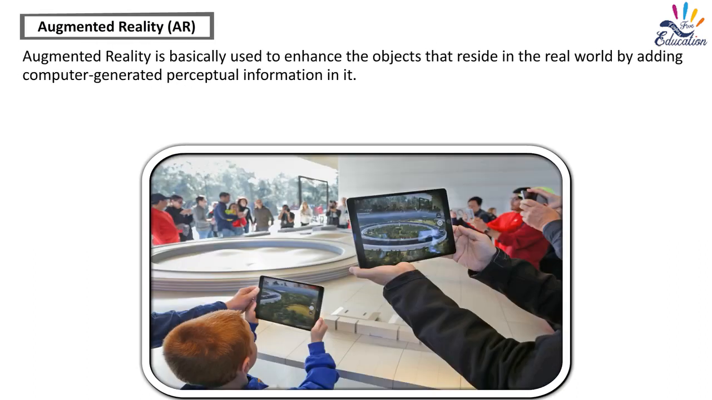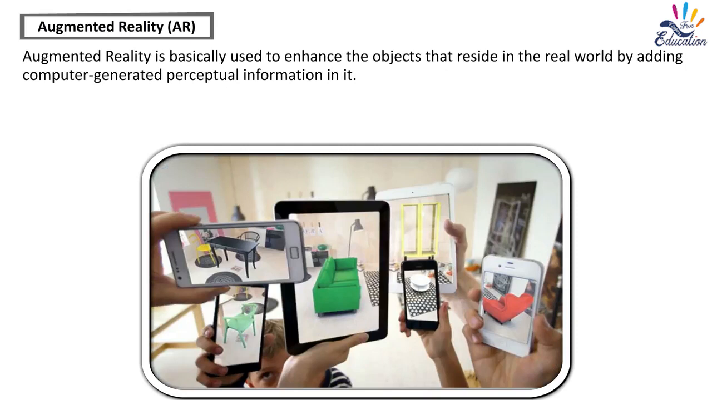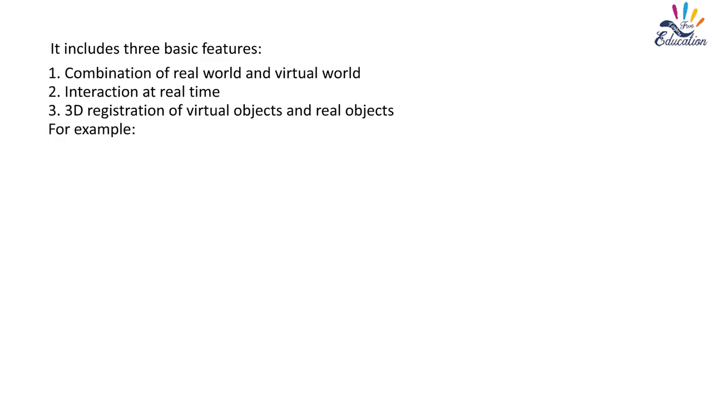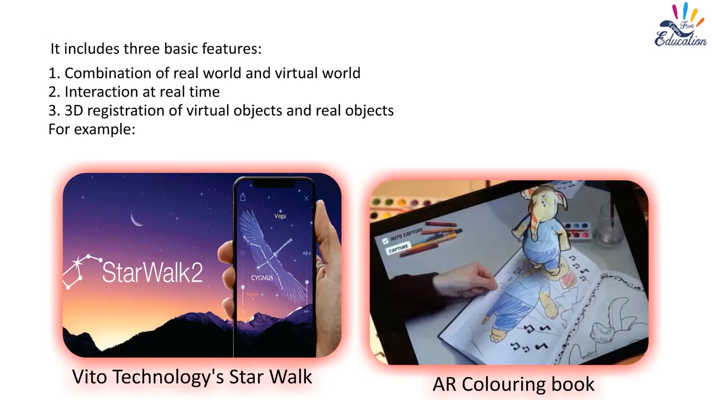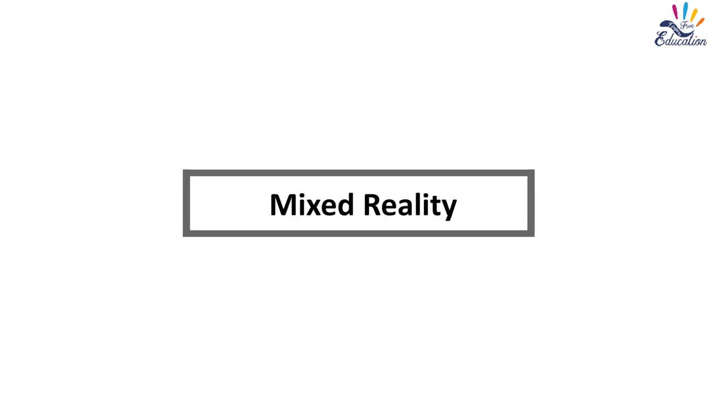Augmented reality is basically used to enhance the objects that reside in the real world by adding computer-generated perceptual information to it. It includes three basic features: combination of the real world and virtual world, interaction in real time, and 3D registration of virtual objects and real objects. For example, V2 Technologies' StarWalk, AR Coloring Book.